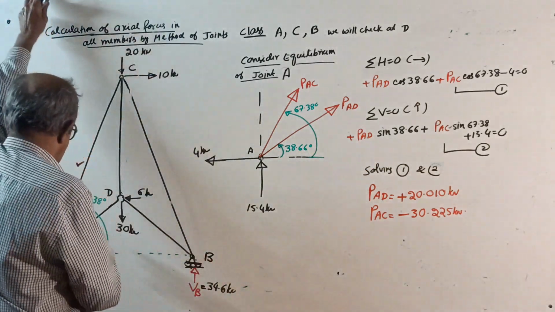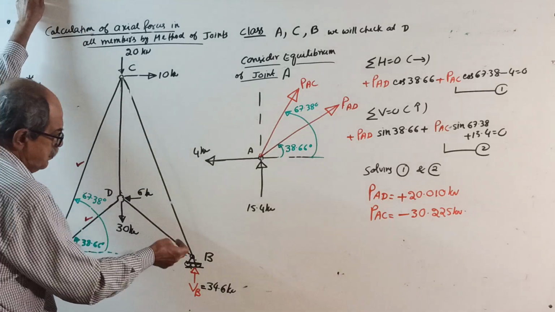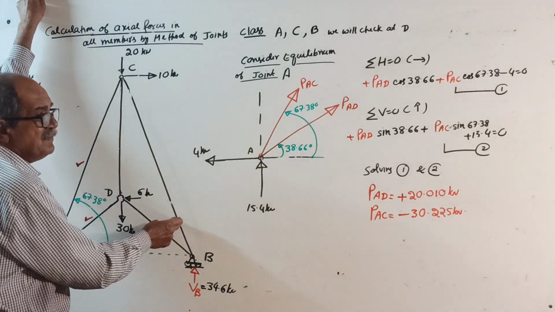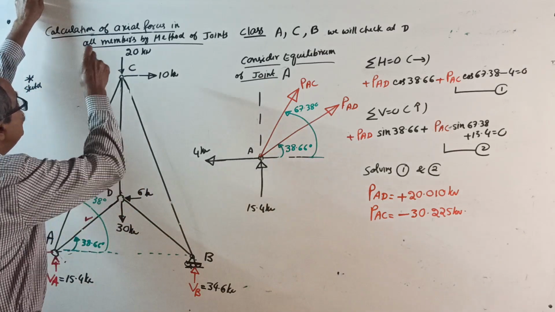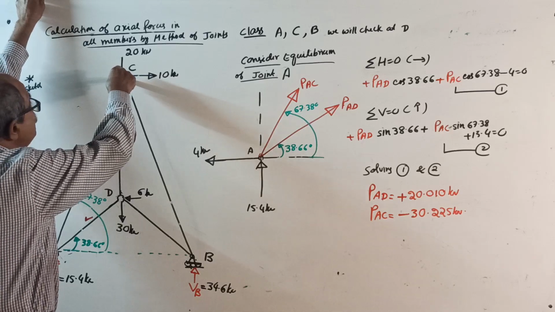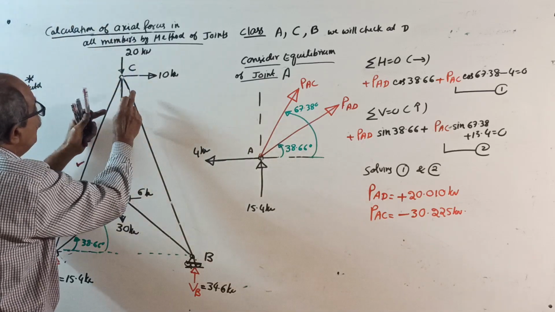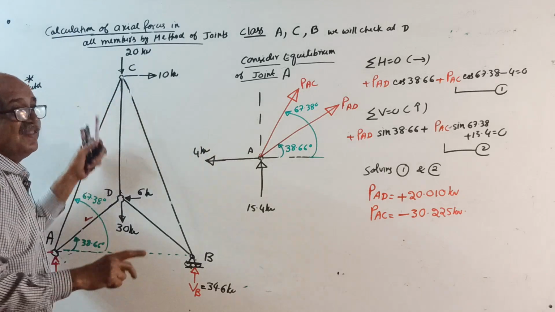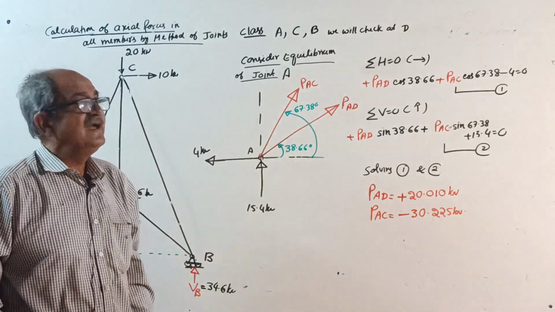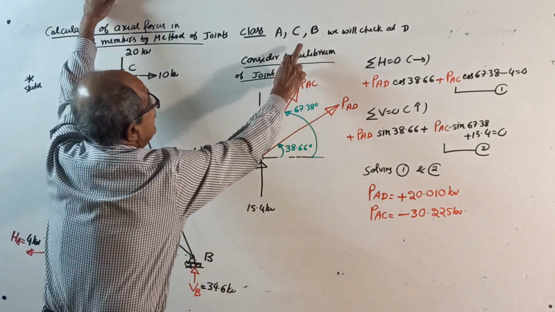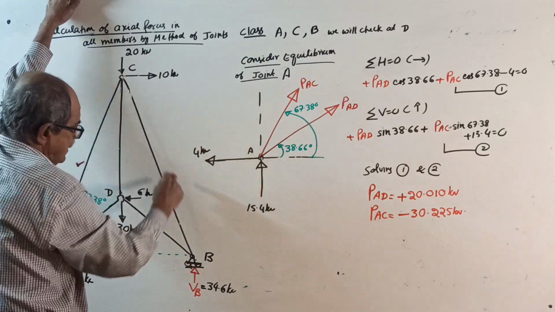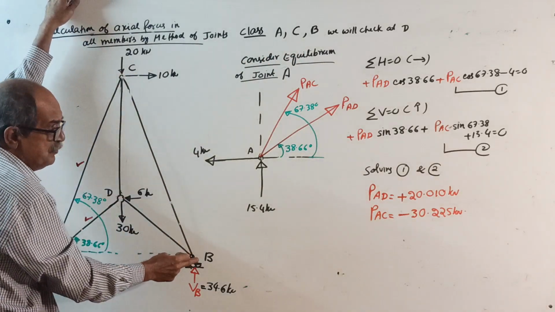Then after A, if you go to B, again 2 inclined members. But you can think a little. After A, you go to C. If you go to C, this member is already over. 1 inclined, 1 vertical. That is better. Both inclined means again simultaneous equation. So after A, we will go to C. Then after C, only 1 member is left out. We will come to B.